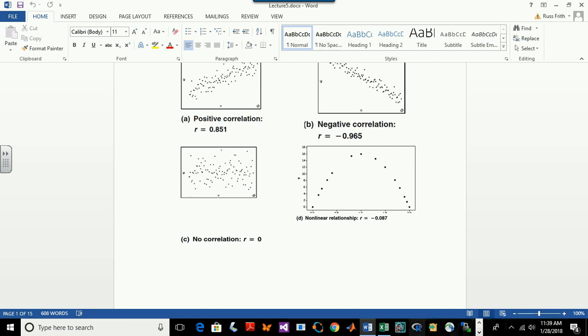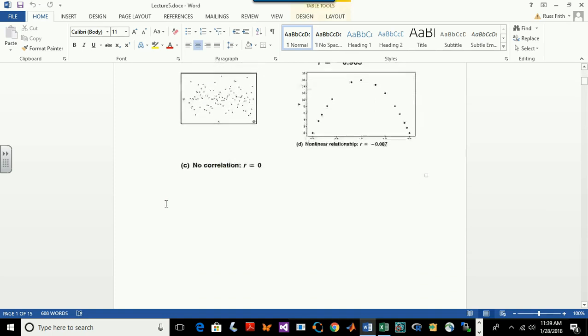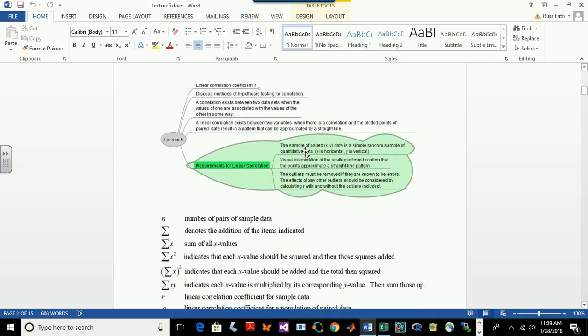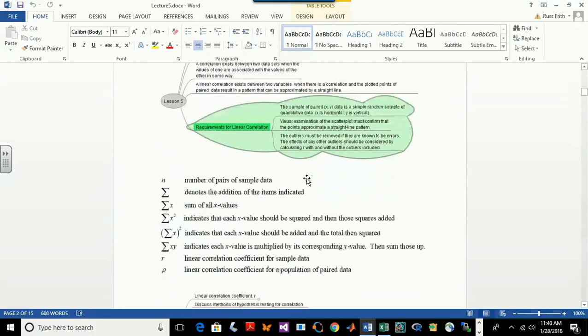Okay, next page. The sample of paired XY data is a simple random sample of quantitative data, where X is horizontal, Y is vertical. Visual examination of the scatter plot must confirm that the points approximate a straight line pattern. The outliers must be removed if they are known to be errors. The effects of any other outliers should be considered by calculating R with and without the outliers included.